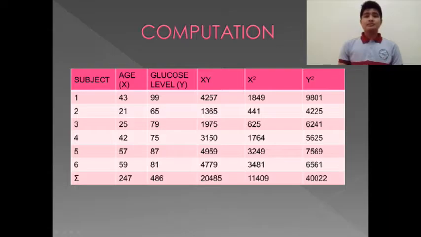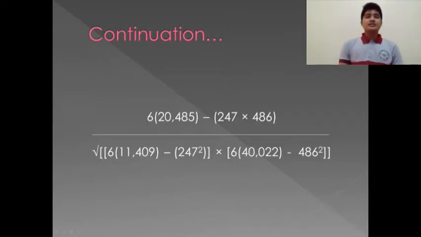Gather all the data needed and plot it on a table. The subject, their age, that will be the x, their glucose level, that will be the y, then compute for the xy, x squared, and y squared. After gathering all the data, substitute it into the formula that was given earlier.